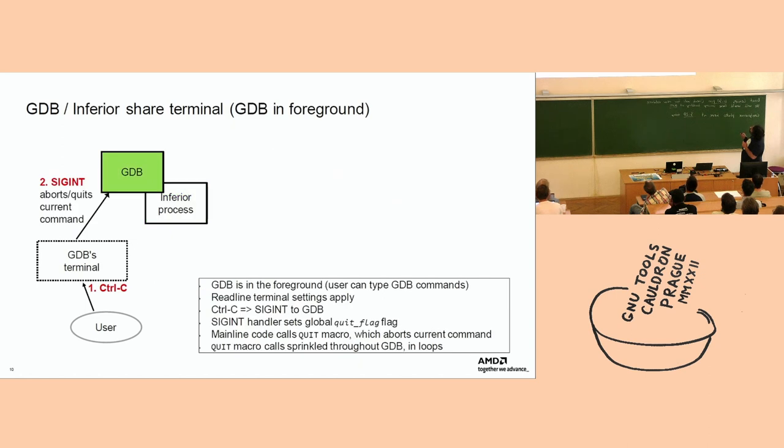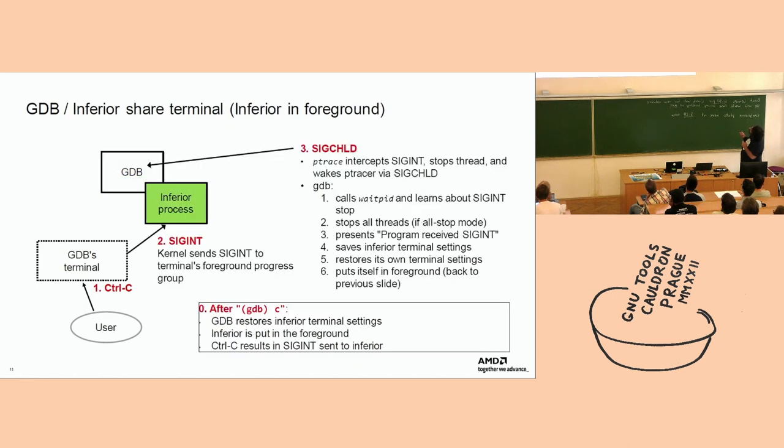So this was pretty much simple. This has newer levels. When this guy is in the foreground, you type Ctrl-C here in the terminal, and now the signal is going to the foreground. Well, it always goes to the foreground, but this guy is now in the foreground. So this guy gets a SIGINT. But because it's being debugged, it's running under ptrace.